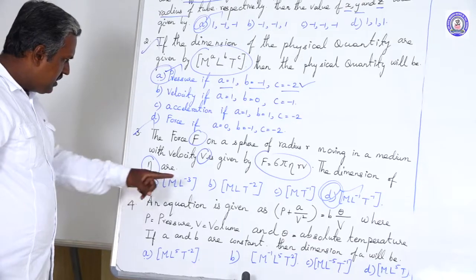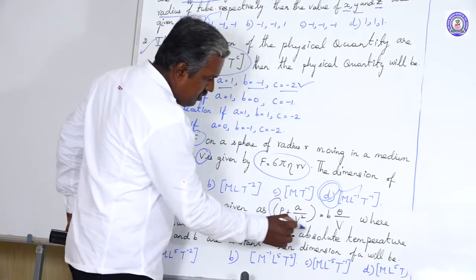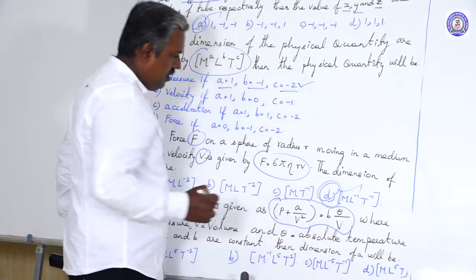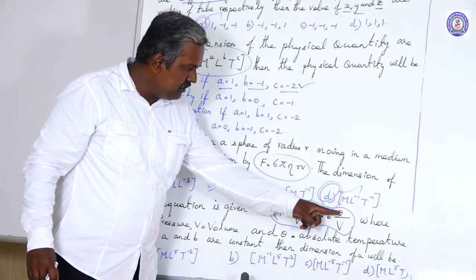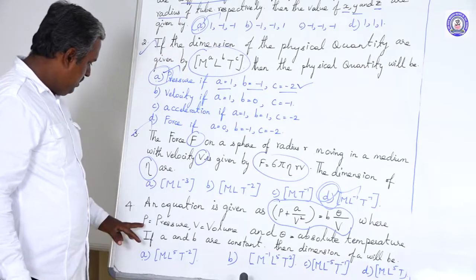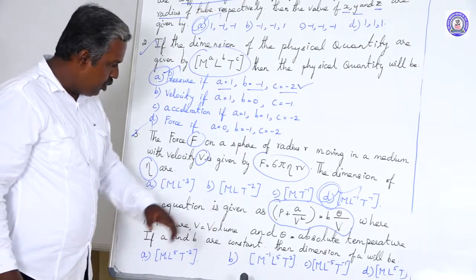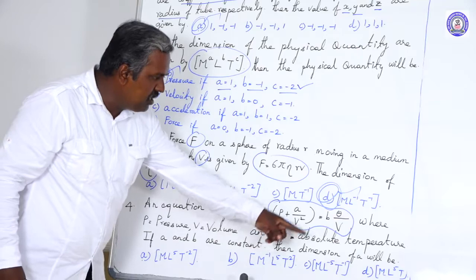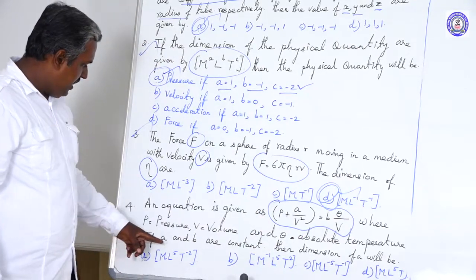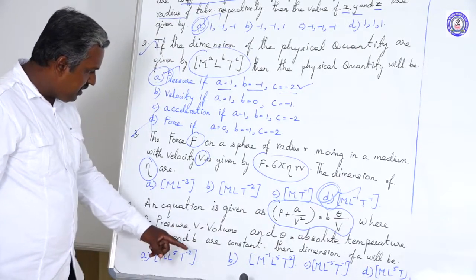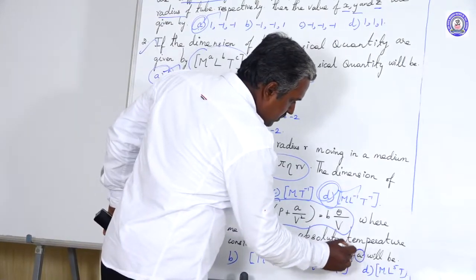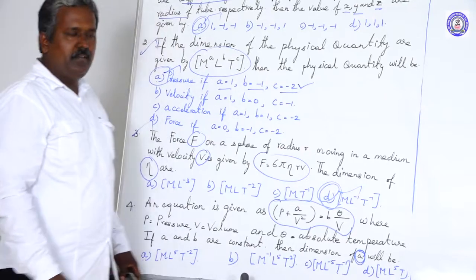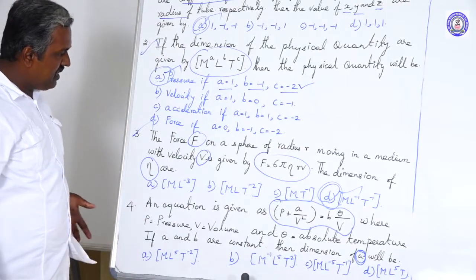An equation is given as (P + A/V²)(V − B) = Rθ, where P is pressure, V is volume, and θ is absolute temperature. If A and B are constants, then the dimensions of A will be that of small a. Where is small a present? Here.